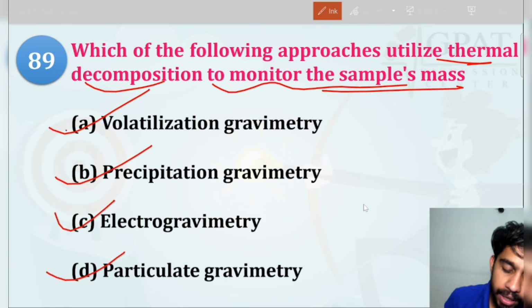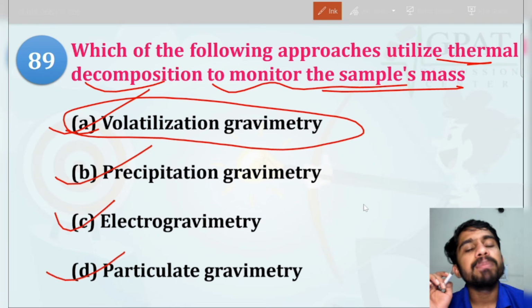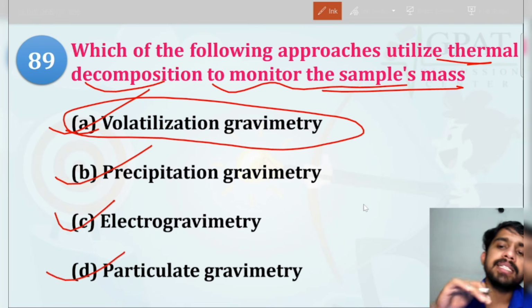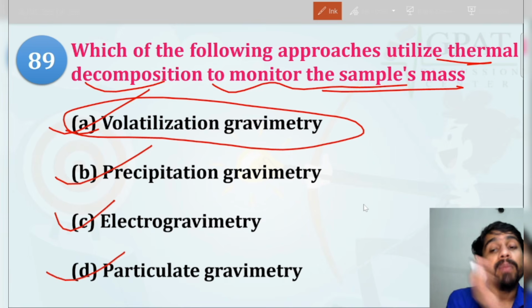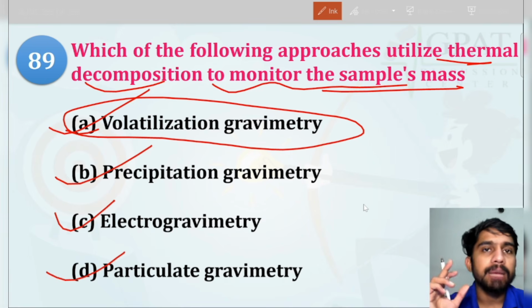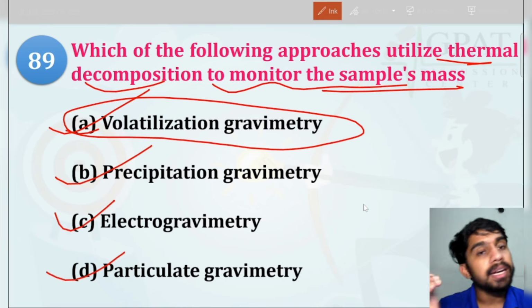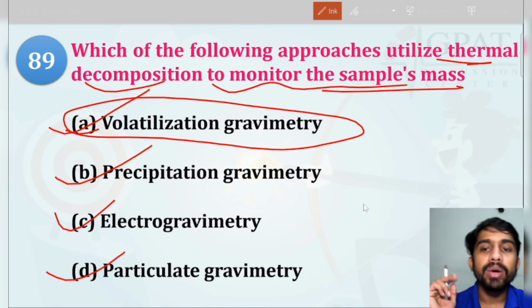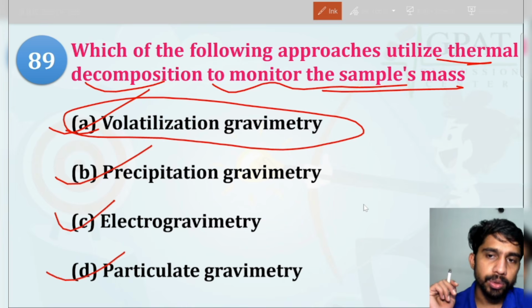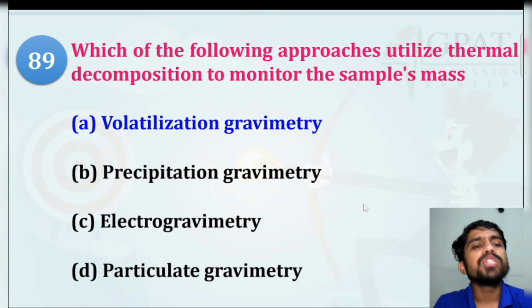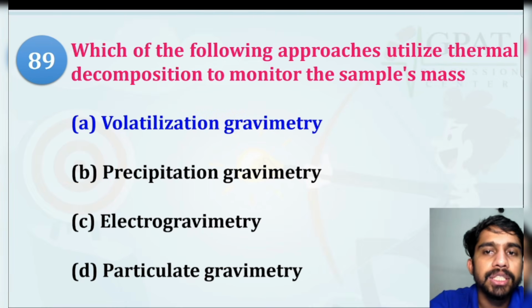It is volatilization gravimetry. What happens in this technique? The sample is heated, then the volatile component is driven off. After that, the mass loss that happens is measured, or the volatile component that is driven off can be collected and weighed. It can also be used to calculate loss on drying. The remaining techniques do not use thermal decomposition to monitor mass. So the correct answer is option A, volatilization gravimetry.